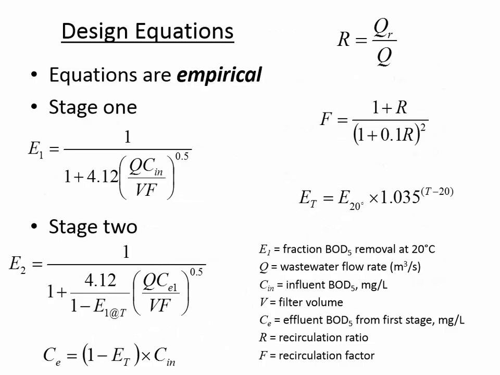All right, so we need to get into the design equations because you're going to do a homework problem related to this, and I want to show you some of the calculations. These are the empirical equations that you use. Take a note of the units for each of these. Flow rate is in terms of cubic meters per second in these formulas. Concentrations are milligrams per liter.